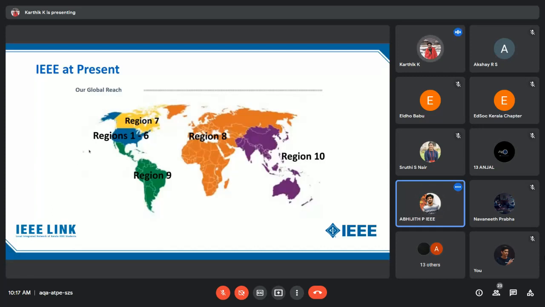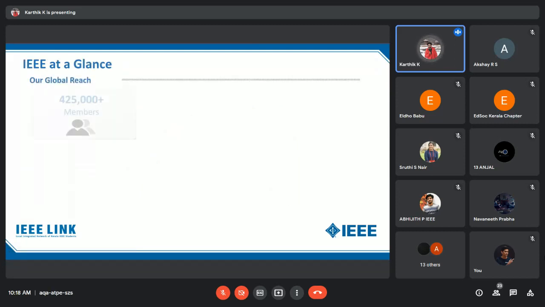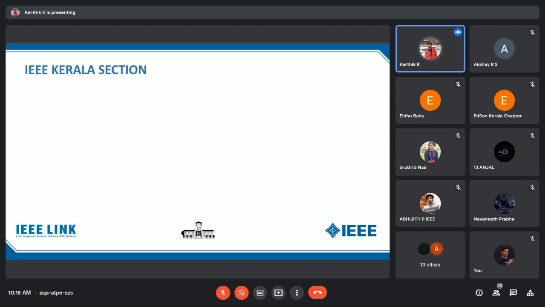I already told that we have a geographical structure for IEEE, and IEEE is spread over 10 different regions all around the globe. We are in Region 10, which is the Asia Pacific region, also known as R10. That is also the largest region in IEEE. So let's move towards IEEE Kerala section.